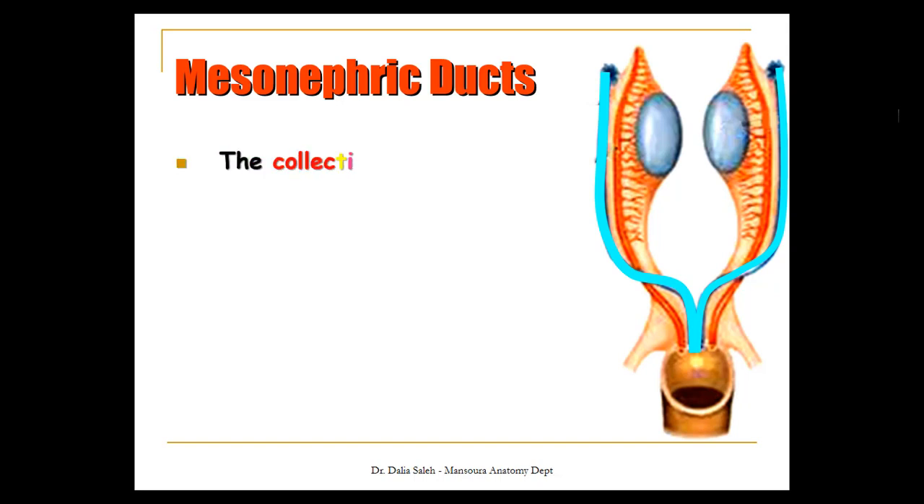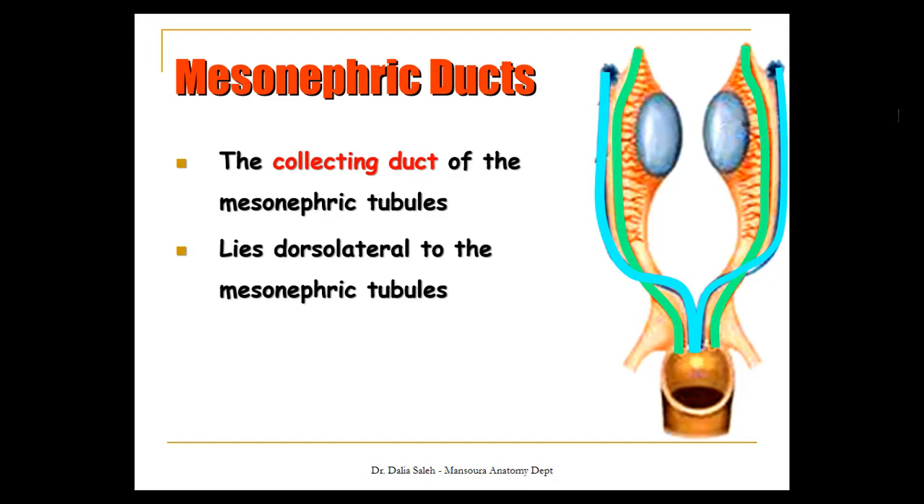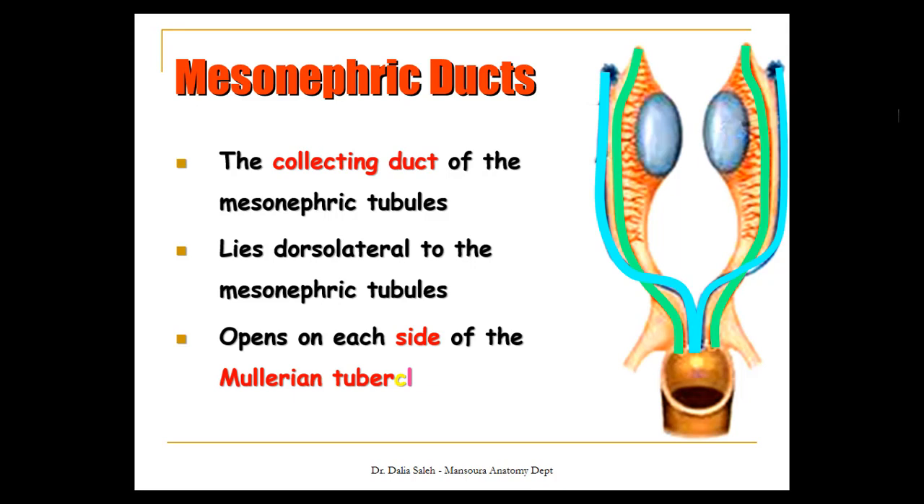The mesonephric ducts, if we talk a little bit about them, are the collecting duct of the mesonephric tubules. They lie dorsolateral to the mesonephric tubules and open on each side of the Mullerian tubercle.